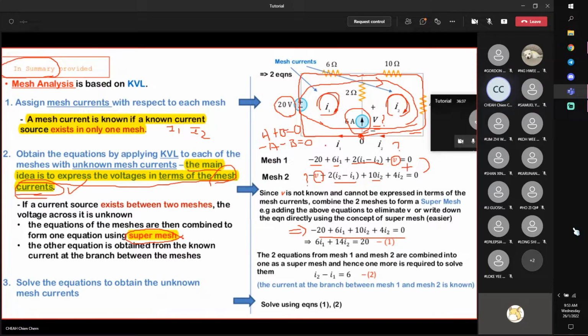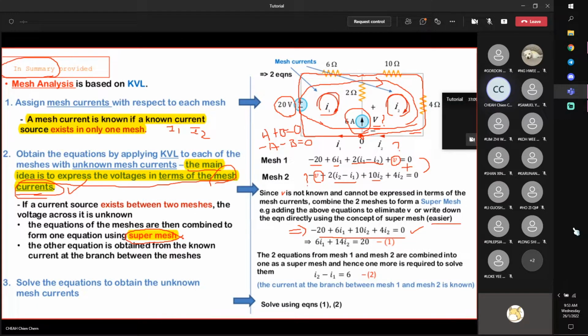Now, if you look at it this way, you can write down this equation directly without writing these 2 equations and combining them. Here, negative 20, then you have 6I1, this is 10I2, 4I2. Then you come back to this point, which means that this is easier. So the concept of a super mesh is to avoid the path with unknown voltage, namely a current source.